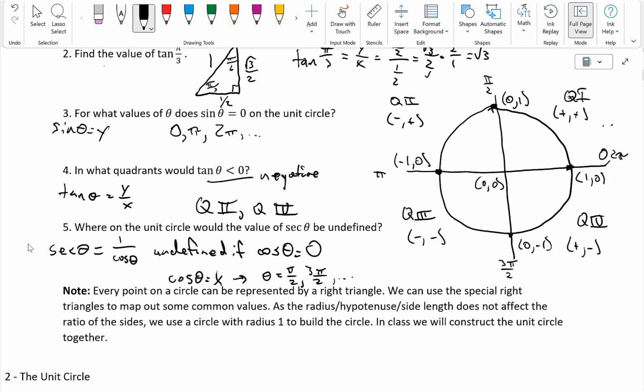So note here, every point on a circle can be represented by a right triangle. We can use the special right triangles to map out some common values. As the radius, hypotenuse, or side length do not affect the ratio of the sides, we use a circle with radius 1 to build the circle. And we'll do that together in class.